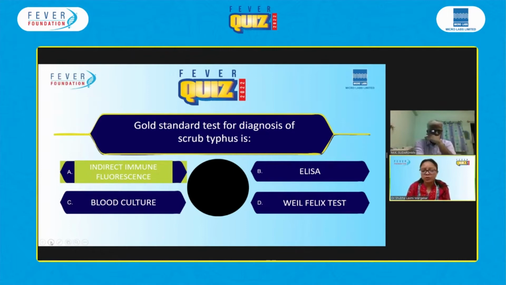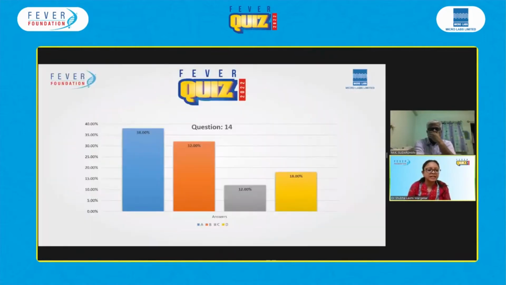So indirect immunofluorescence is used because of its higher specificity and sensitivity in diagnosing this disease. So Computer ji, if we are ready with the percentage of students that have answered correctly. Okay, nice. It is almost 38%, but still confusion is there. And as I told, scrub typhus is a tropical infection, and we should know more about this. So we need to work a bit more on this topic. So Computer ji, who has answered it correctly? Can we know the name?